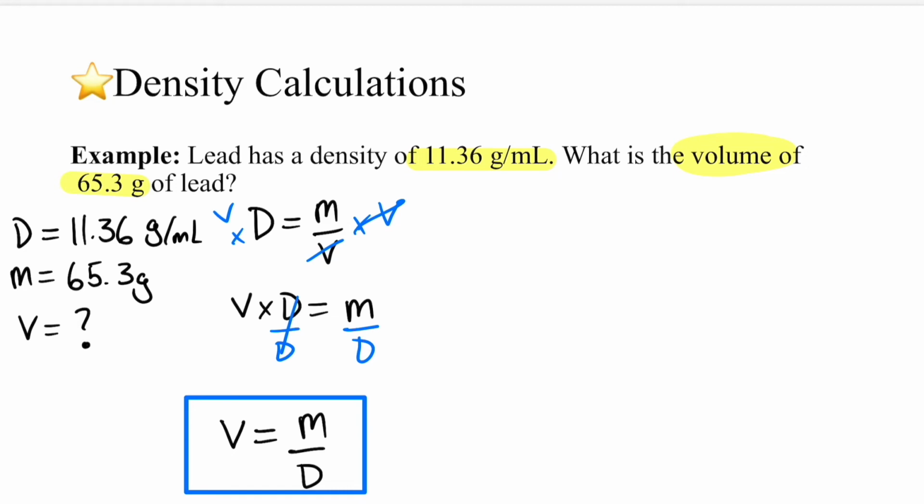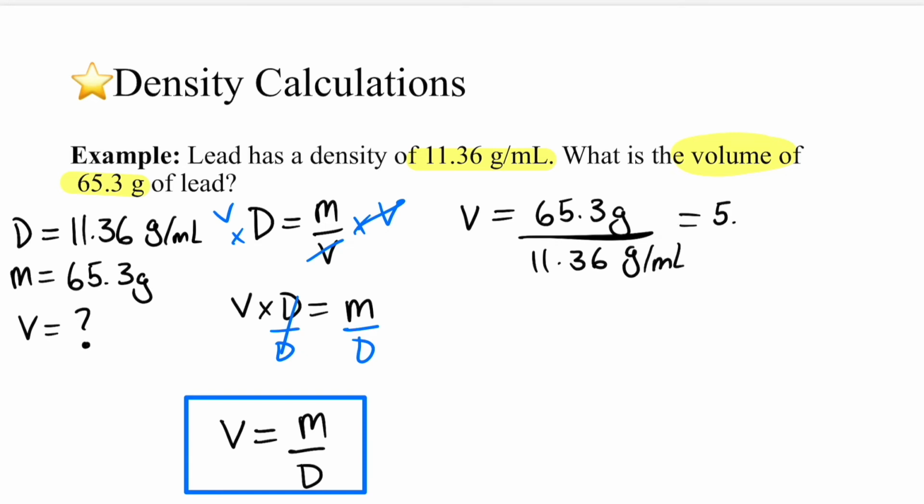Now we can go about plugging in our numbers. So that means taking our mass, 65.3 grams, dividing by our density, 11.36 grams per milliliter. This gives us an answer of 5.74823... Again, we need to always make sure any calculation we do, we are rounding to the correct number of significant figures.